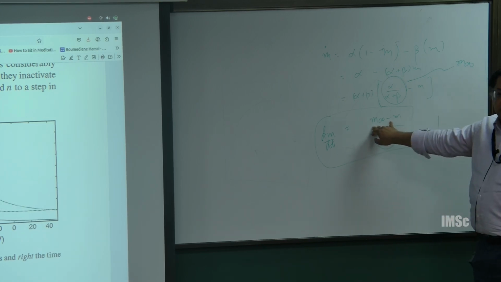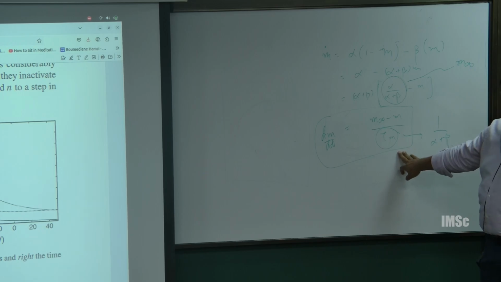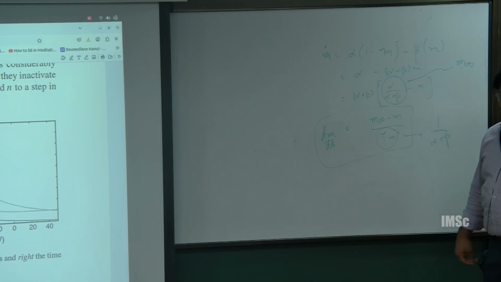What is the rate at which it is dragged to m infinity? Tau m. Okay. Got it? It is a nice, quick and dirty way to see what is going on. Now let us see what m infinity actually is.